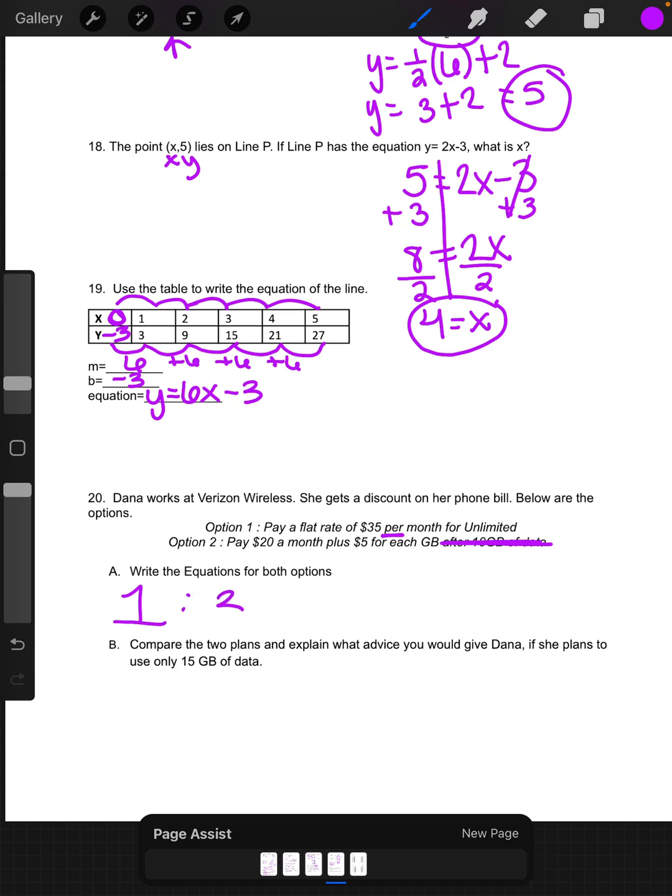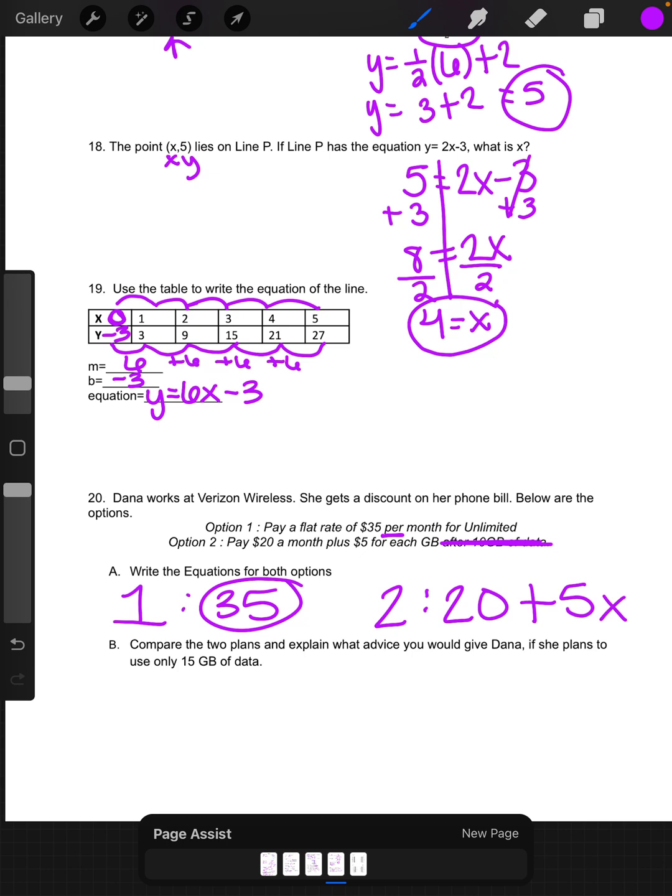Option 1, you are just paying $35 a month flat. That's it. It's just $35 each month. Option 2, you're paying $20 a month plus $5 for each gigabyte. So what I have here is 1, no matter what you do, you're going to pay $35 a month. Doesn't matter. 2, no matter what you do, you're going to pay $20 a month, but you're also going to pay for any extra gigabytes you use.